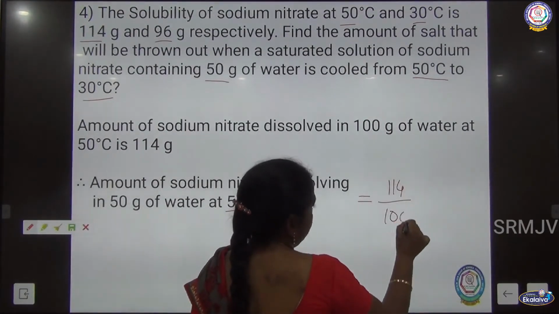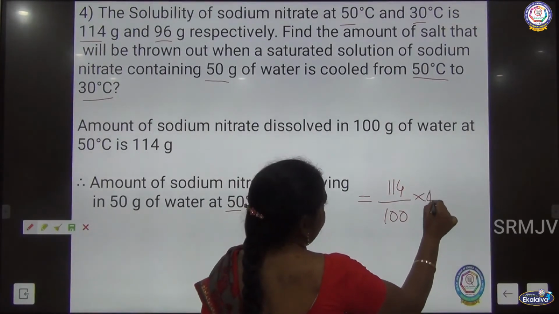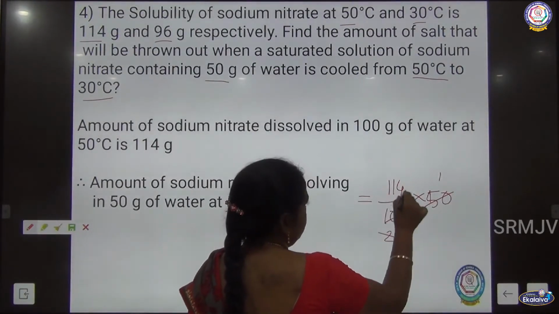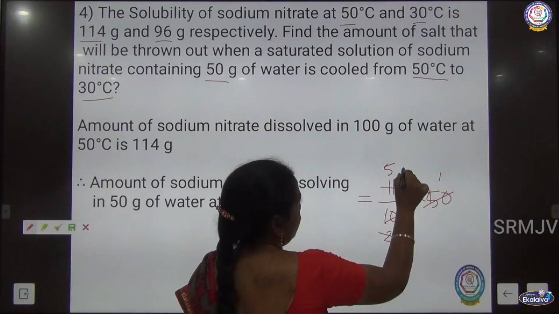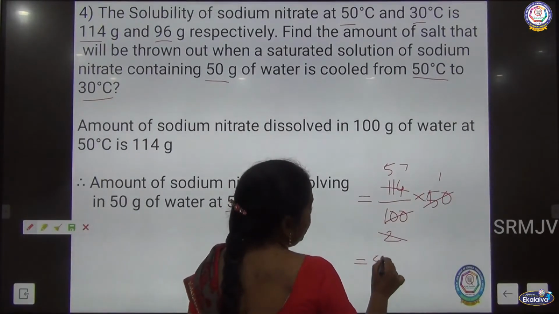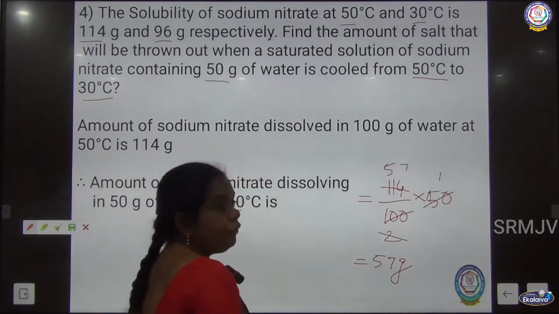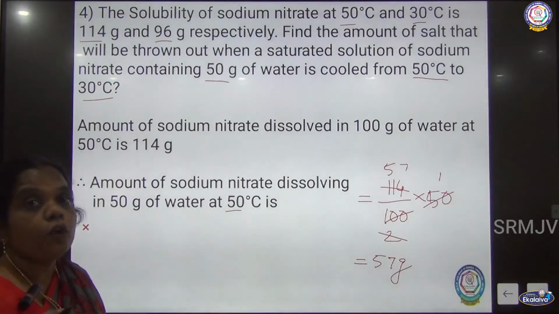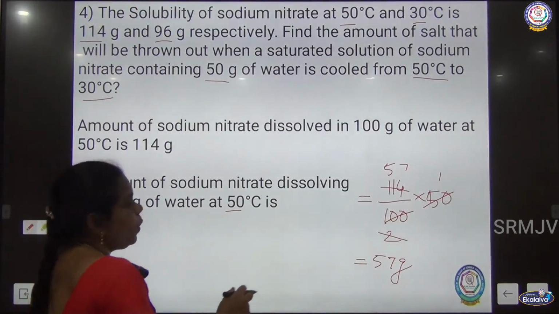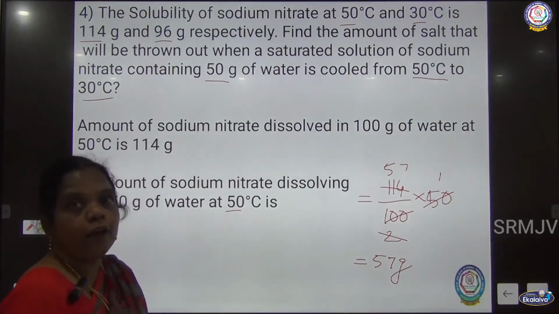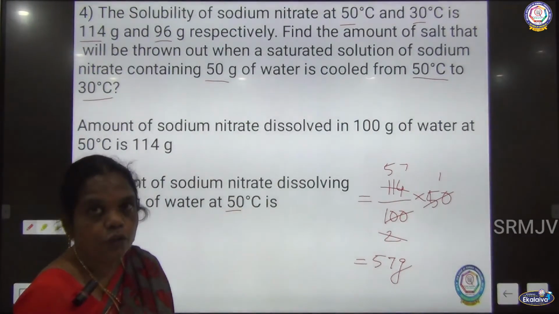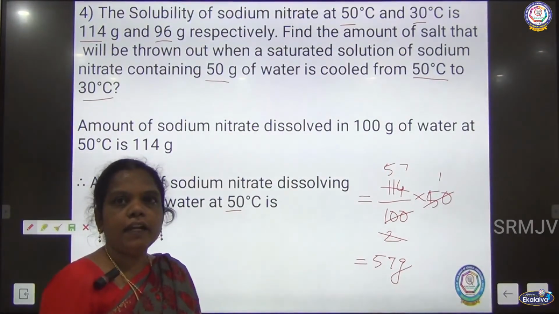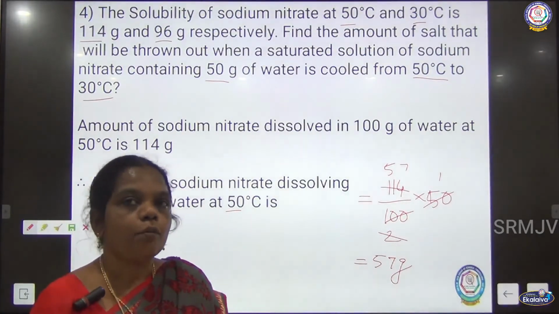114 divided by 100 into 50. Now this becomes 1, and then 5 twos are 10, remainder 1, 7. So how many gram we need? So at 50 degrees Celsius, to prepare the saturated solution of 50 gram of solvent, we need 57 gram of solute. Now this is for 50 degrees Celsius saturated solution for 50 gram of solvent.